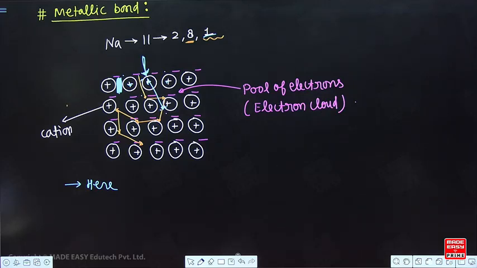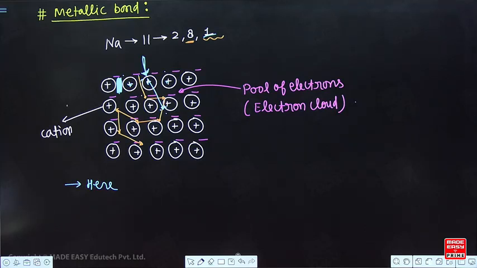In addition, this free electron cloud acts as a glue to hold the cations. Full stop. Next point.